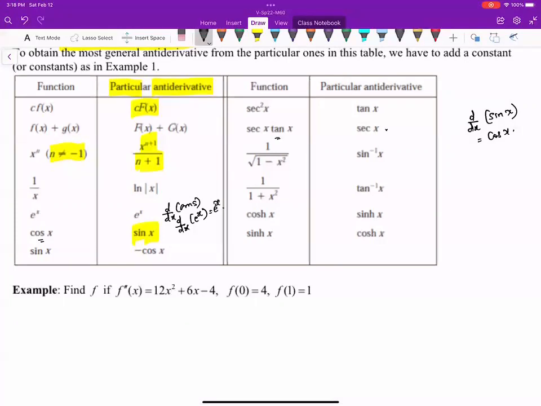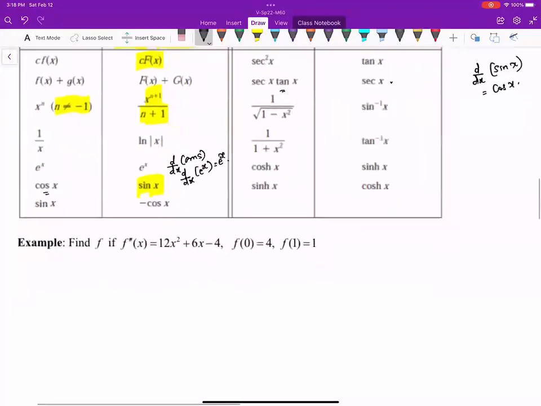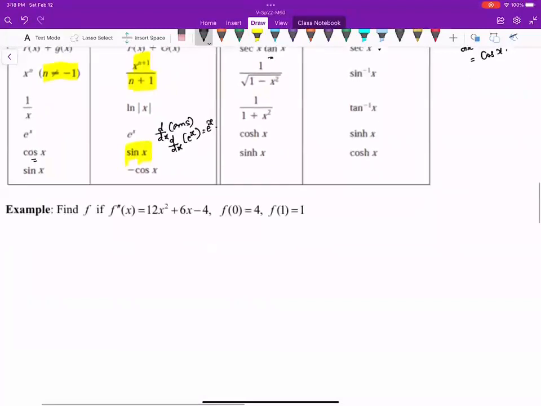The antiderivative of 1 over square root of 1 minus x squared is sine inverse of x. The antiderivative of 1 over 1 plus x squared is tan inverse of x. The integral of cosine hyperbolic x is sine hyperbolic x. The antiderivative of sine hyperbolic is cosine hyperbolic. Okay, we'll do a problem based on this information.